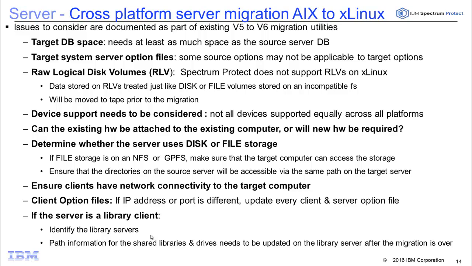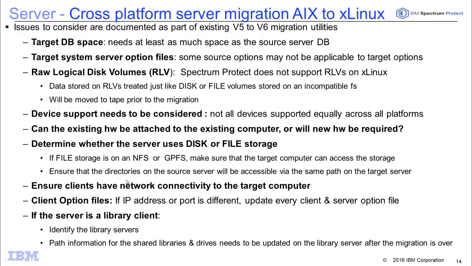Some things to keep in mind when you're looking at doing this AIX to xLinux server migration is things like target database space. You have to at least have enough on the source as you did on the target. You want to make sure your option files on the target contain options that are valid on the xLinux platform. With raw logical disk volumes, we don't support that on xLinux, so if you have that on AIX, you will have to adjust beforehand. You want to make sure that any of your storage pool devices are going to be supported on the xLinux. You want to go through and look at your disk or file storage and make sure that the target computer can also access that storage.